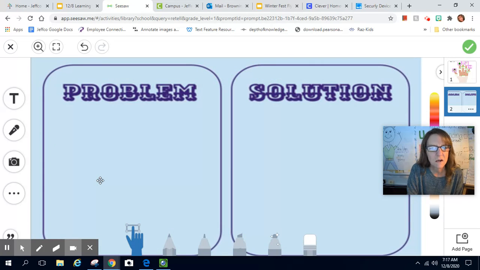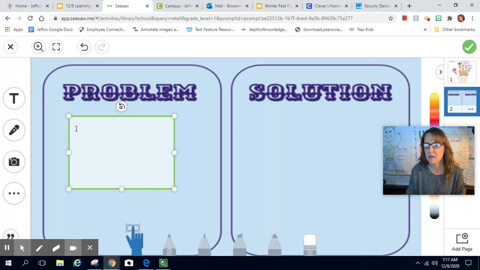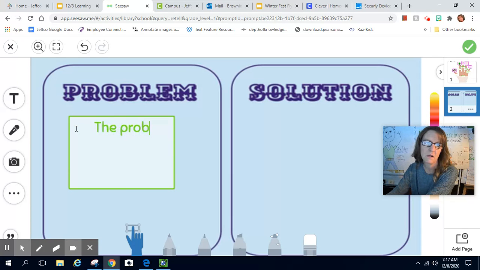So I already talked a little bit about what the problem and solution was. So here's the problem. We really need to, in first grade, start using complete sentences when we are sharing our thinking. So I want you to be thinking about this in a complete sentence. The problem is. So you're probably going to be writing, either write it with the writing tools, or you can type it like I just did. I put a text box. You're going to want to start with, the problem is, or the problem of the story is.